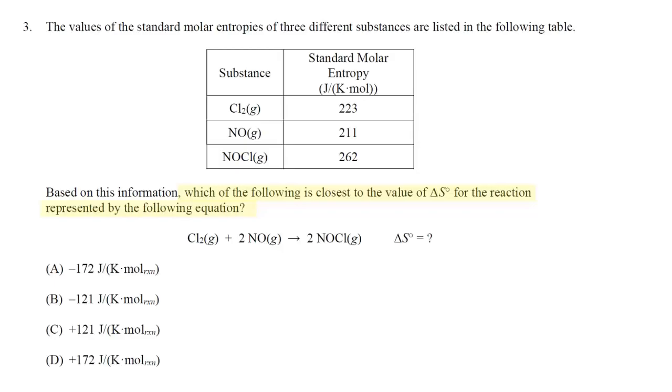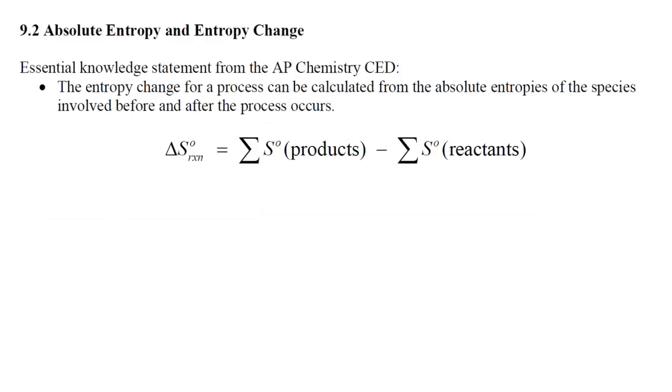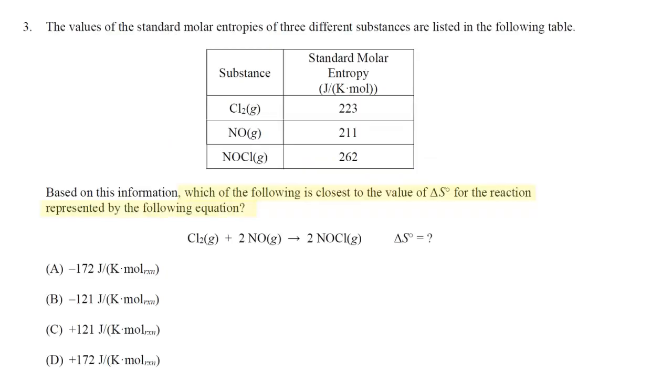calculation. This question falls under topic 9.2, absolute entropy and entropy change. The entropy change for a process can be calculated from the absolute entropies, which are also known as the standard molar entropies of the species involved before and after the process occurs. So the delta S for the reaction is equal to the sum of all of the standard molar entropies of the products minus the sum of all of the standard molar entropies of the reactants. Let's go ahead and do that calculation. So it's going to be products minus reactants.